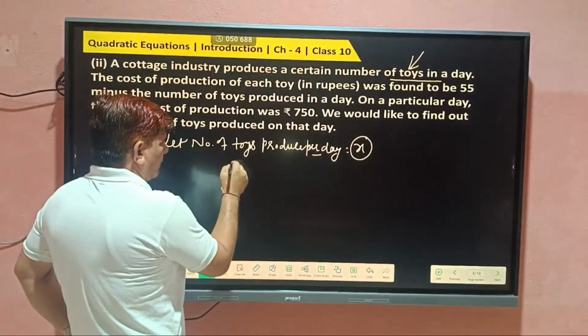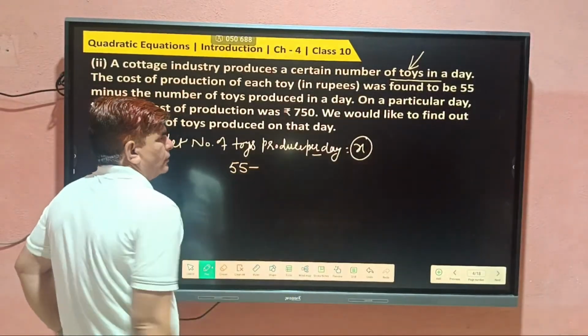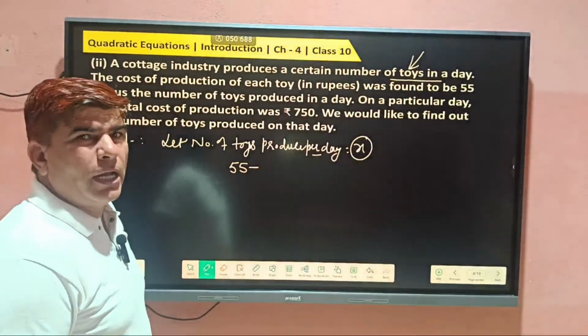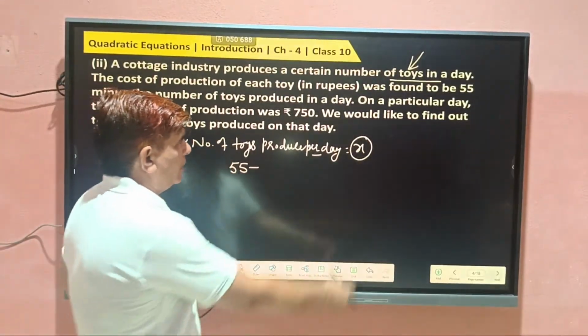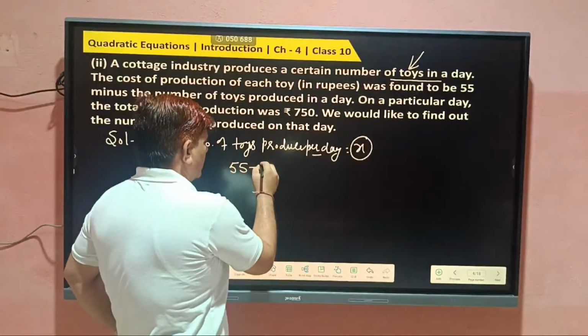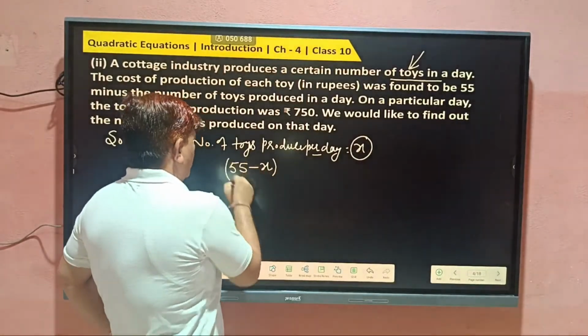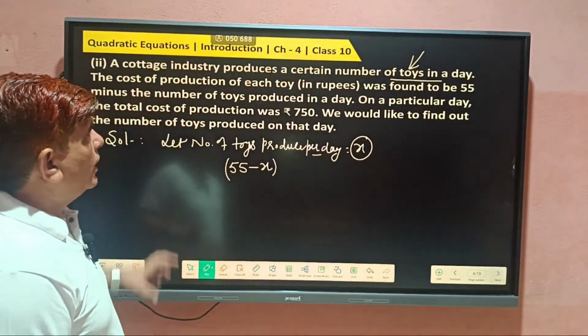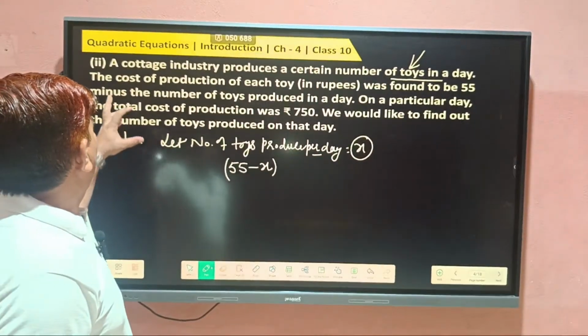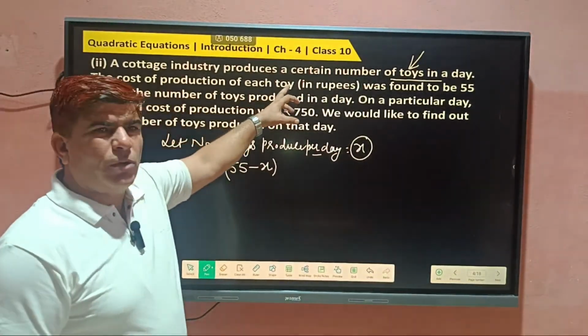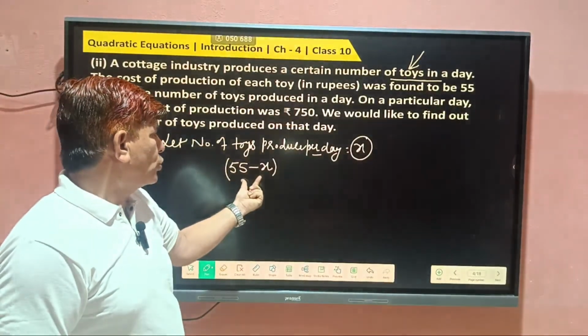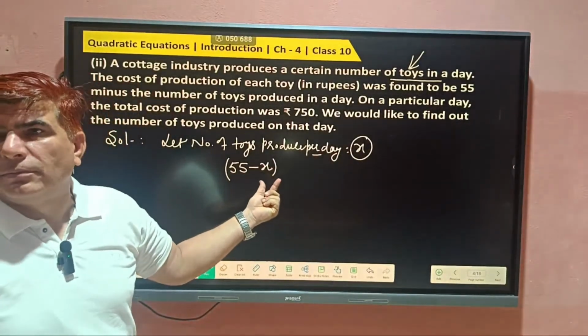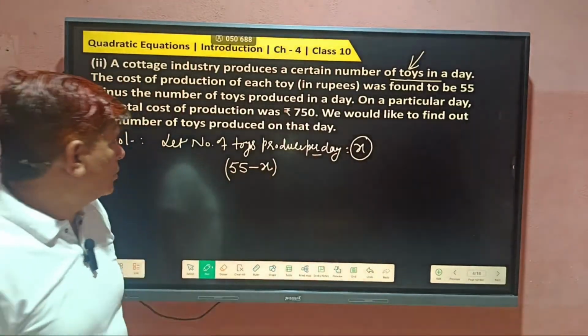What can you say? 55 minus the production of toys on a particular day. What's the particular day's production? X. So 55 minus X. It says it was found to be the cost of production of each toy. This is the cost of one toy. Understood? So how can we write?